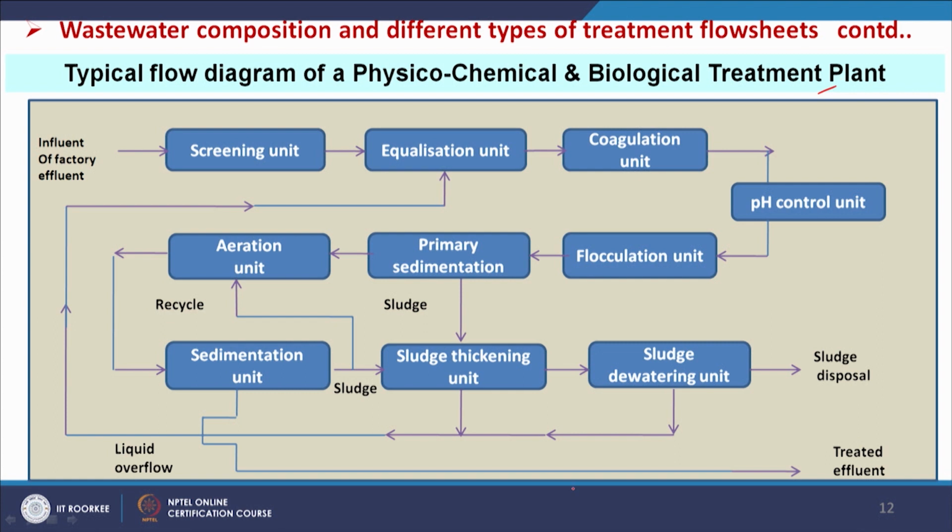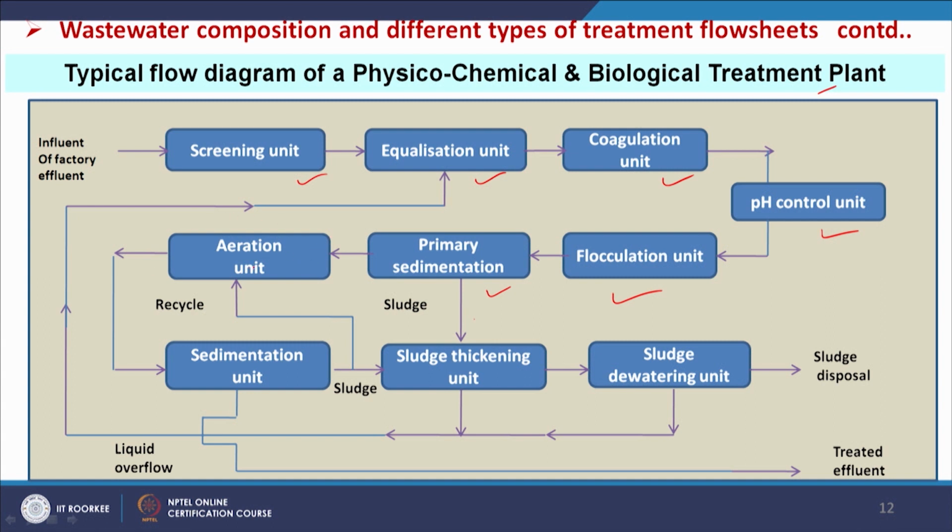in this slide. So, here influent or factory effluent is coming, first is screening, then equalization, then coagulation, then pH control, then flocculation, then primary sedimentation. So, we are using a primary sedimentation unit and we will be getting the primary sludge, and the supernatant is going here to the aeration unit. So, this secondary treatment starts here.